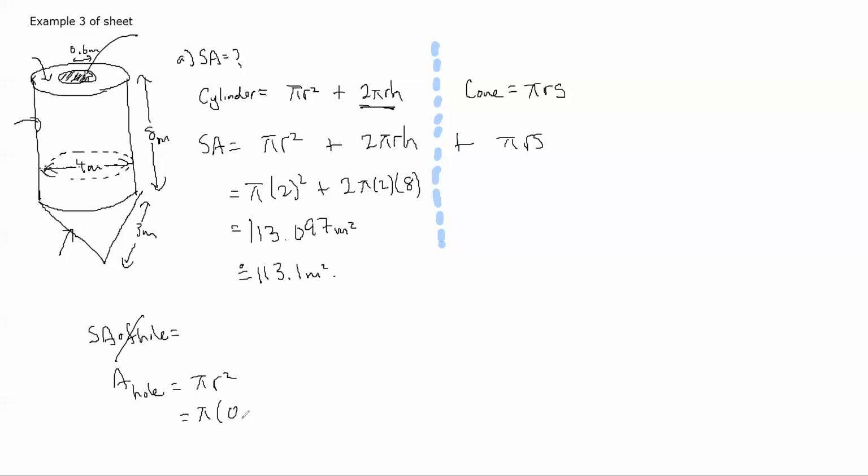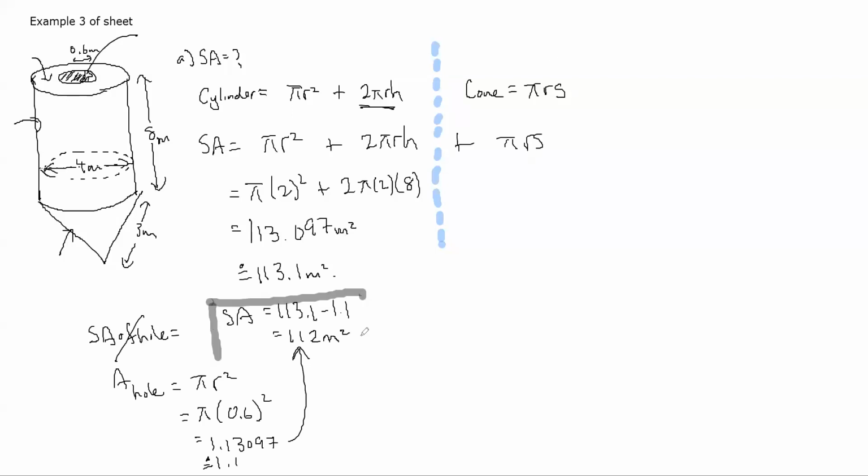Pi, the radius is 0.6 squared. So that gives us 1.13097, which I'm going to round to approximately 1.1. All right, so bringing it back, the total surface area that I am interested in is 113.1 minus 1.1. It's going to be about 112 meters squared for the cylinder portion.